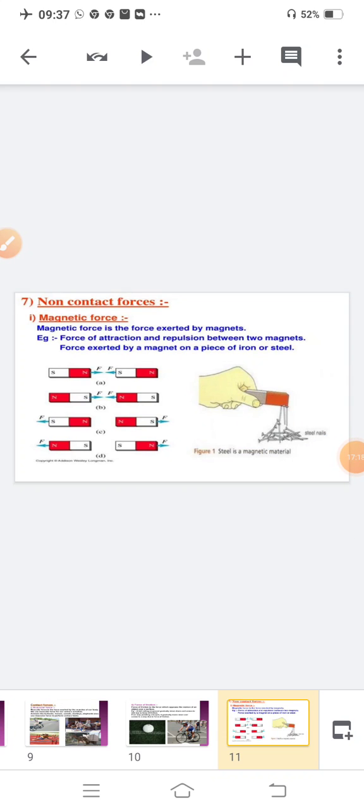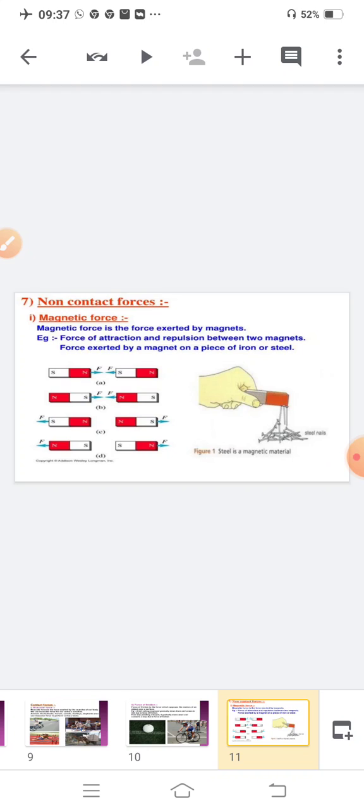Non-contact forces. The forces that act on a body without any physical contact are called non-contact forces. What do you mean by non-contact forces? The forces that act on a body without any physical contact are called non-contact forces. There are different kinds of non-contact forces, as follows. Number one is magnetic force.